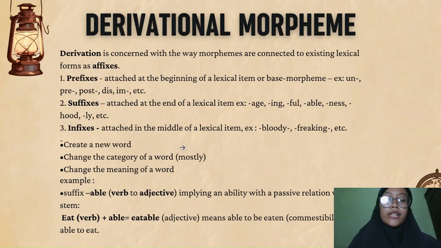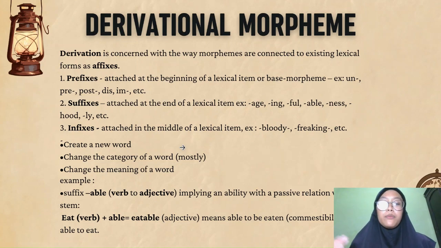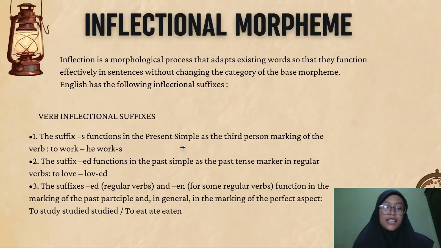Derivational morpheme creates a new word, changes the category of a word, and changes the meaning of a word. Example, suffix. The suffix able changes the category from verb to adjective. The example is eat. Eat is a verb, and if you add suffix able it becomes eatable, it becomes adjective.